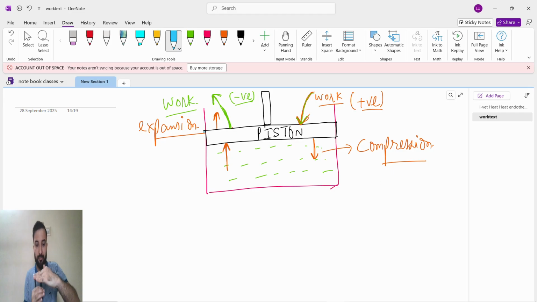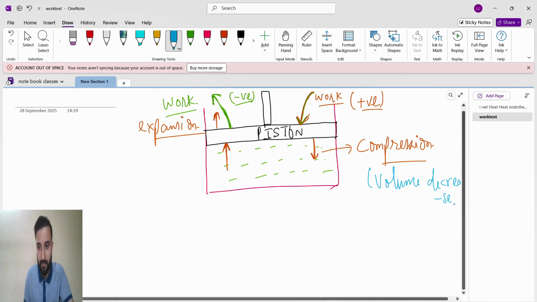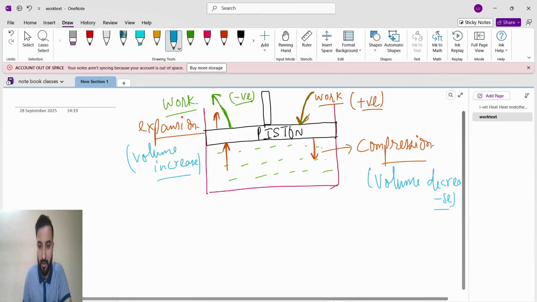So here in expansion the volume will increase, in compression the volume will decrease, because it is compressing. Compression means volume will decrease, and expansion means volume is increasing. So here we will write volume increase. Okay, you have to write down like that only. Now come to here.